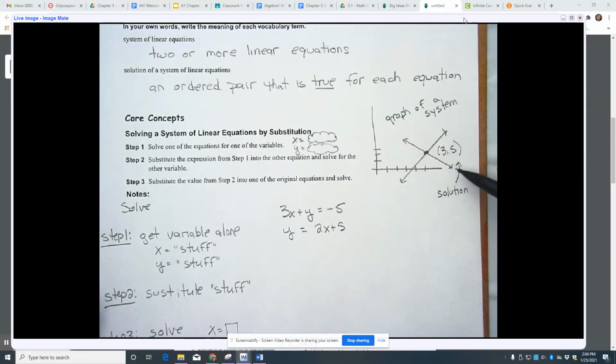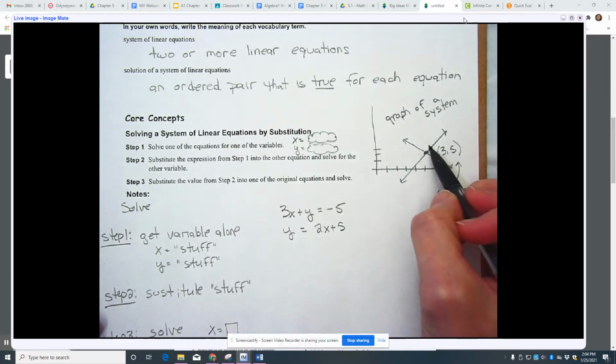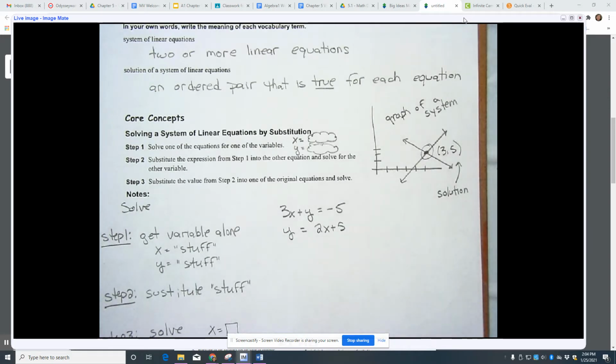So here's two lines graphed on the same coordinate grid. That is a system of linear equations. The point where they intersect is the solution, okay? So in 5.1, this is exactly what we did. We graphed two lines, we found the point where they intersected.